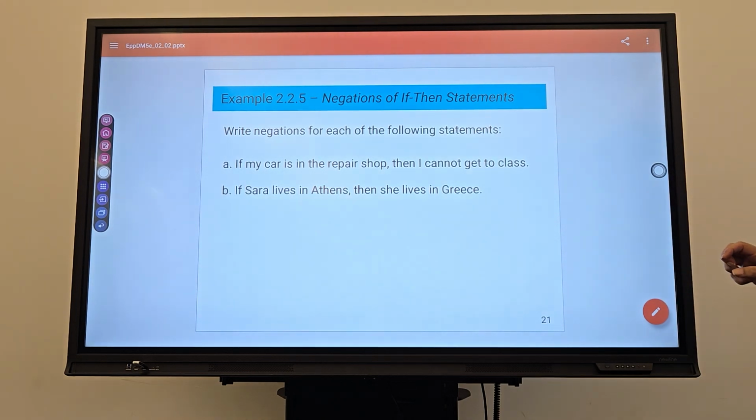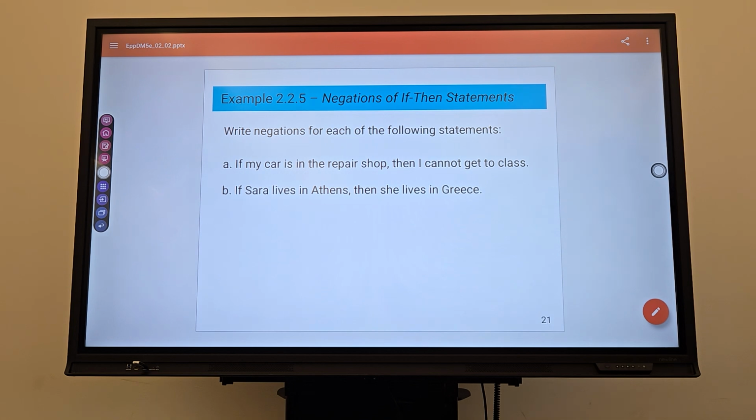Write negations for each of the following statements. If my car is in the repair shop, then I cannot get to class. The negation: my car is in the shop, and I can get to class. It's the opposite of the conclusion.